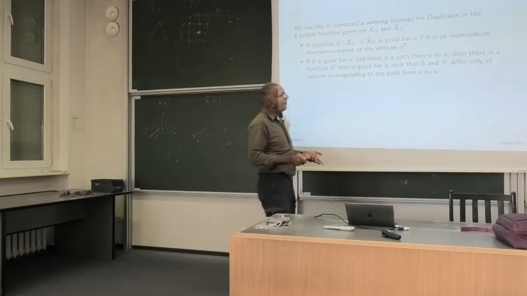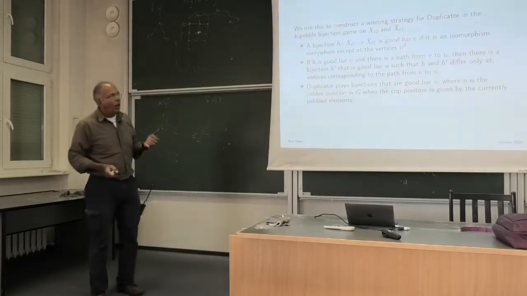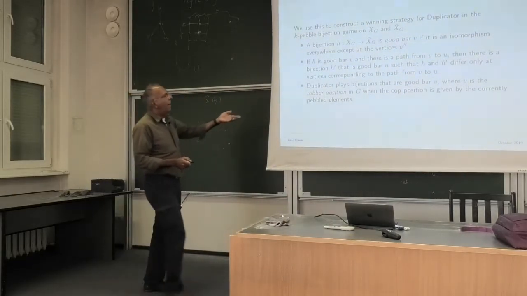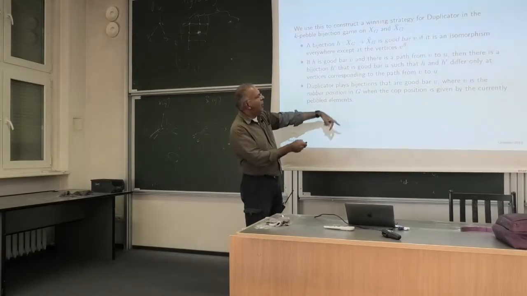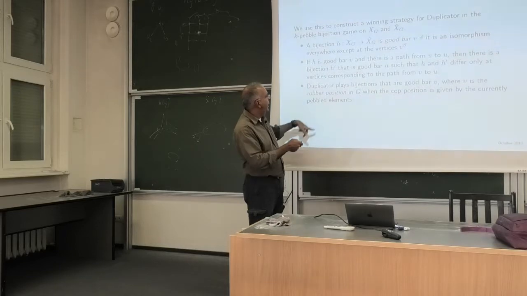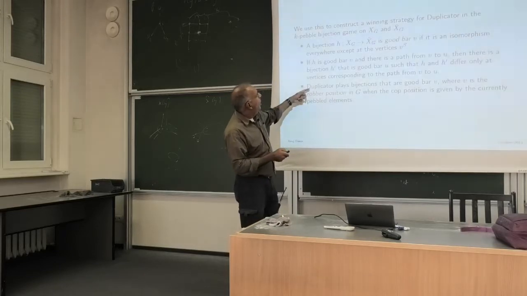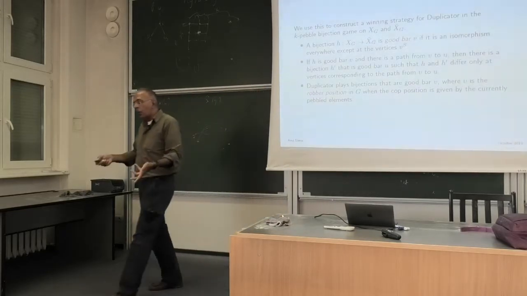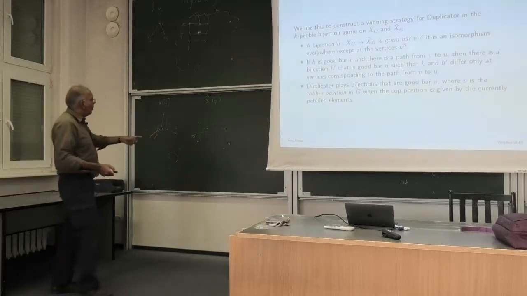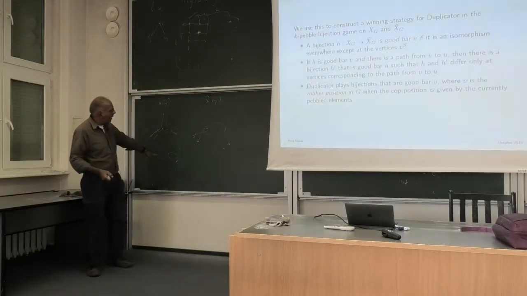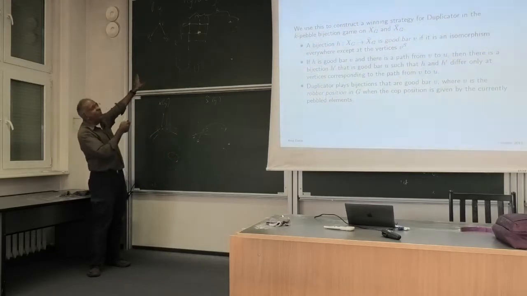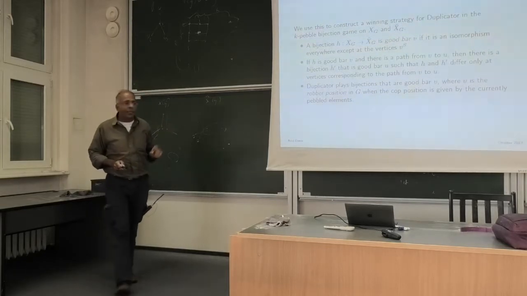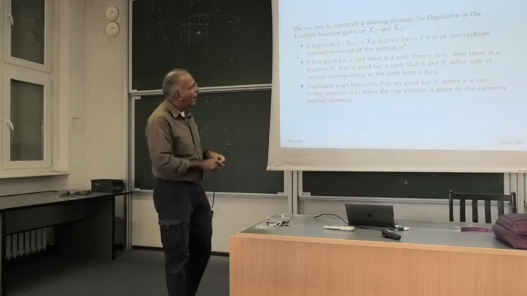Okay? And so, whenever Duplicator plays the bijections that are good bar V, where V is the robber position in G, and whenever Spoiler moves a pebble, you hide this inconsistency somewhere away from the k current pebbles by following the robber winning strategy in G. I hope the idea is clear enough. Okay.